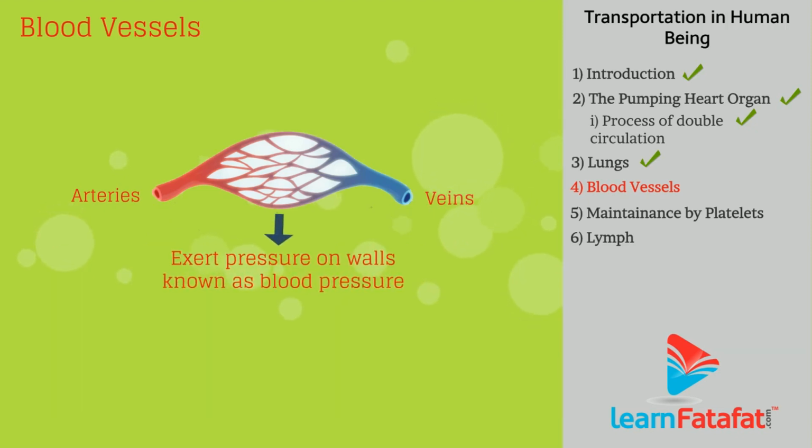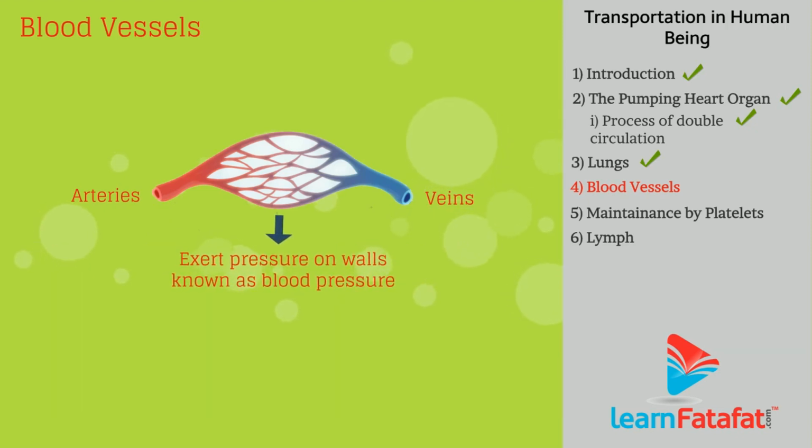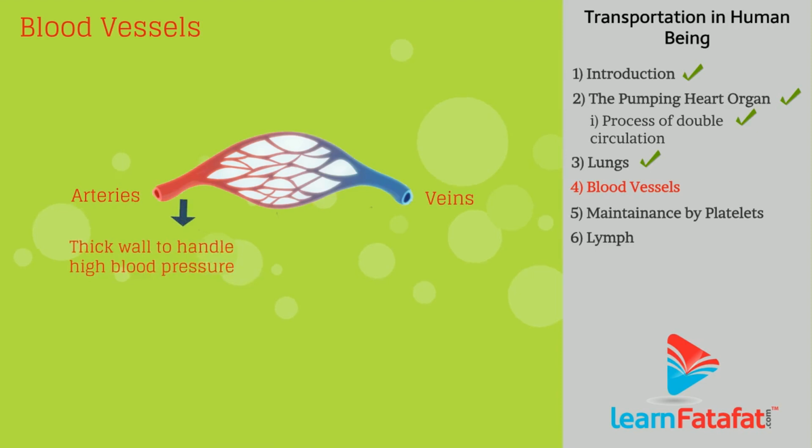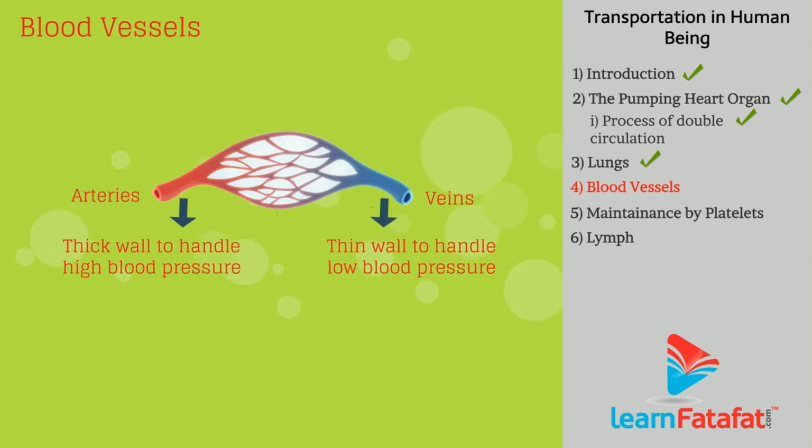Blood exerts pressure on the walls of the vessels, called blood pressure. Arteries have thick elastic wall to handle high blood pressure. Since blood pressure in veins is low, hence these have thin walls. But to ensure blood flow in one direction, these have valves.